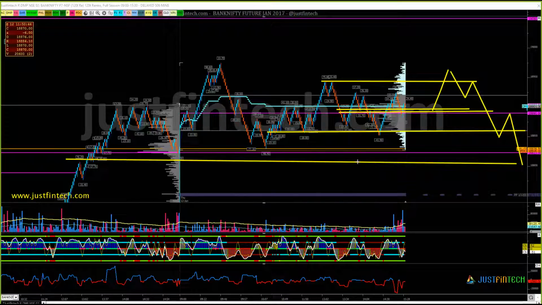The third scenario can be that it opens and stays within the range, keeps on chopping, and a very messy move. I don't want to even think about that, because there is no point just making scenarios based on the chop, because obviously when it's happening also I will not be able to get into a trade.